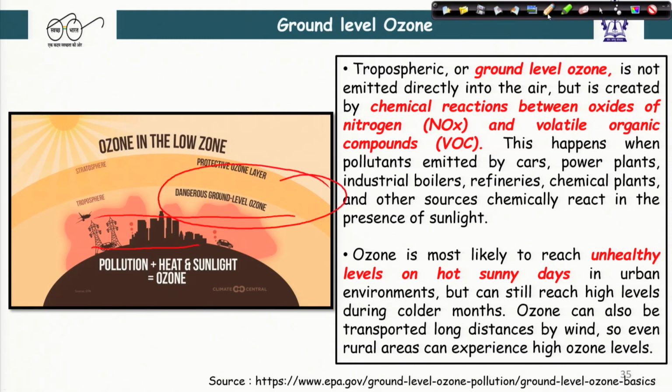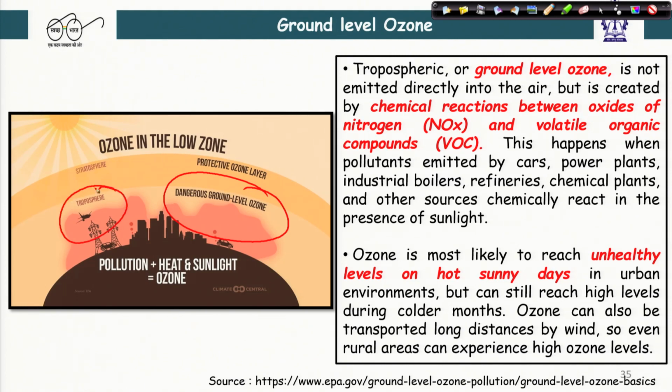As you can see, there is a dangerous ground level ozone which we worry about. That's called tropospheric ozone. And then in the stratosphere, that's actually a protective ozone layer, so we have to save that ozone as well. This is the ozone in the lower zone of our atmosphere. The ground level ozone causes pollution: heat plus sunlight really creates ozone.